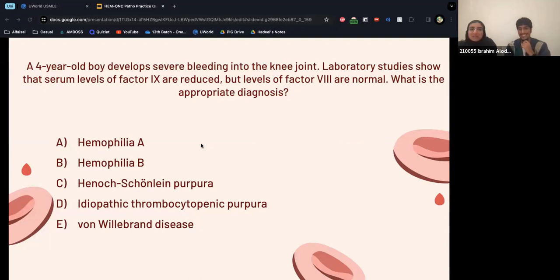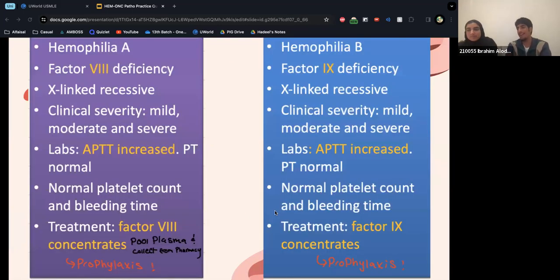A 4-year-old boy has severe bleeding into the knee joint. Lab studies show serum levels of factor 9 are reduced, but factor 8 is normal. Which is the appropriate diagnosis? I'll beat you. This is a year one question. Great. Okay, so B. And you're right, it is hemophilia B.